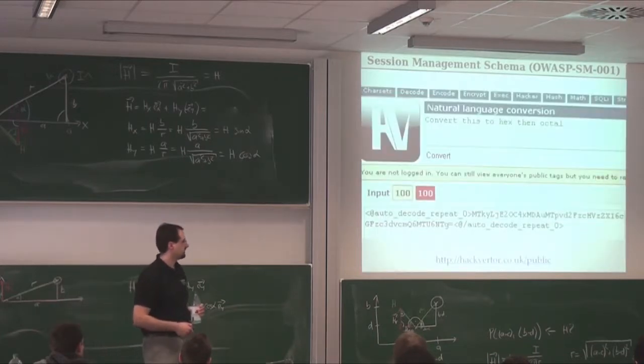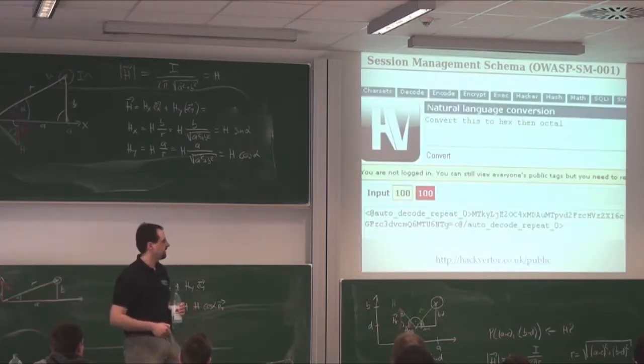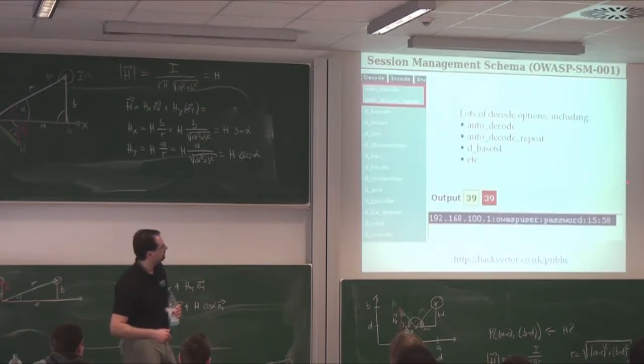So Gareth Hayes, who is a very well-known UK-based security researcher, has this cool site called Hackvertor. So this has a lot of stuff, right? There's like decode, encode, encrypt, like there's a lot of stuff here. And in here we're putting the same Base64 encoded string, and then that decodes it. So there's a lot of decode options. A couple of handy ones are auto-decode and auto-decode repeat. So if you're not sure about the encoding scheme that's being used, these options can be helpful.